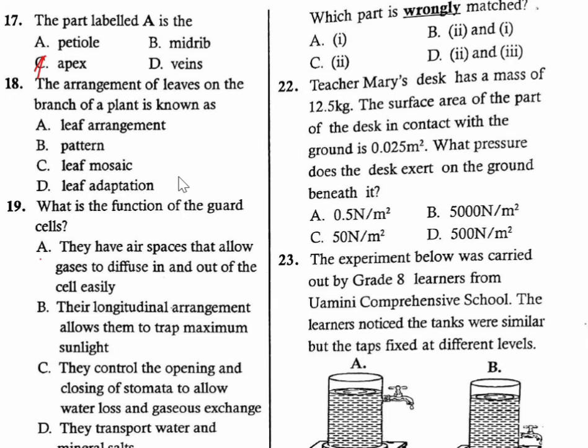Let us see. Leaf adaptation, it is not true. Pattern, not true. So we are left with these two, leaf arrangement and leaf mosaic. So what is leaf mosaic? This is a special type of arrangement where leaves don't overlap each other. And therefore, the correct option is A, leaf arrangement. It is true. The other technical term is phyllotaxy. So phyllotaxy refers to the leaf arrangement. Number 19.